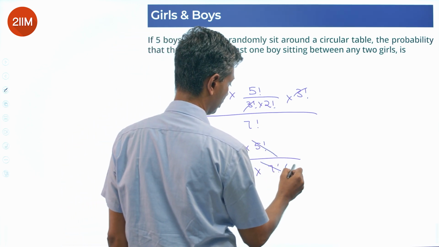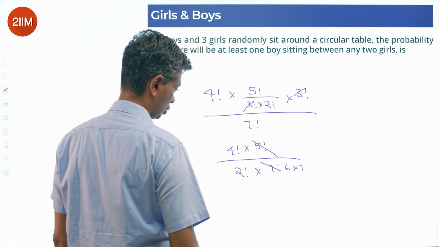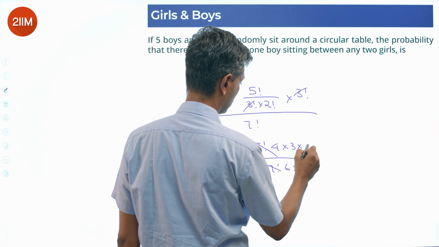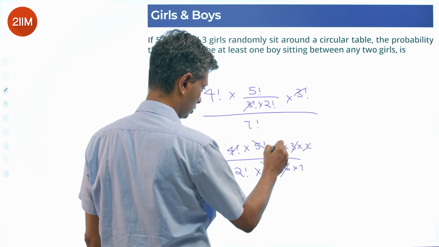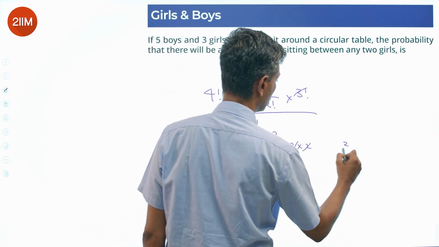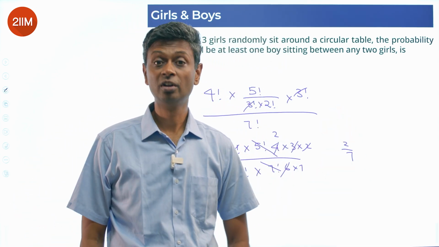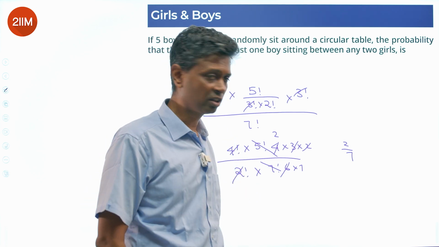This is 6 into 7. This is 4 into 3 into 2. 2 into 3 is 6. 4 by 2 is 2, by 7. An excellent question. I struggled long and hard for this. Lovely question. 2 by 7 is the final probability.